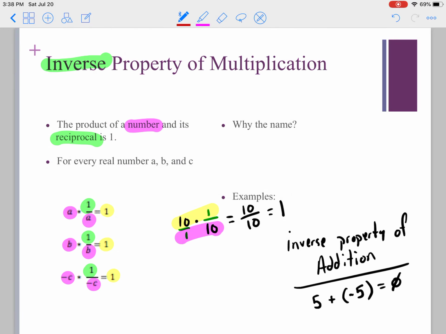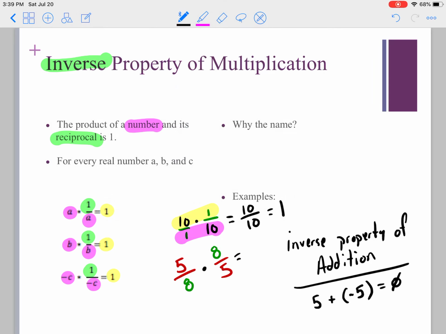So let's say 5 divided by 8. Okay, that's our number. The reciprocal of 5 divided by 8 is going to be moving the 8 to the numerator, the 5 to the denominator, and using the inverse property of multiplication, we know that the answer is going to be 1, but let's look at it a little closer and see why.